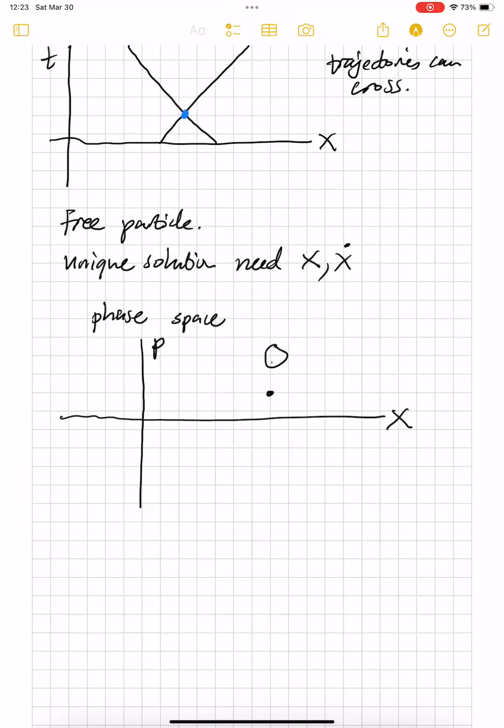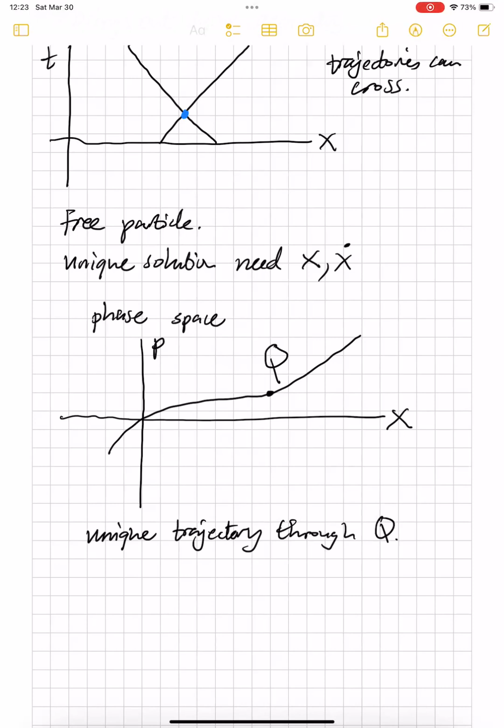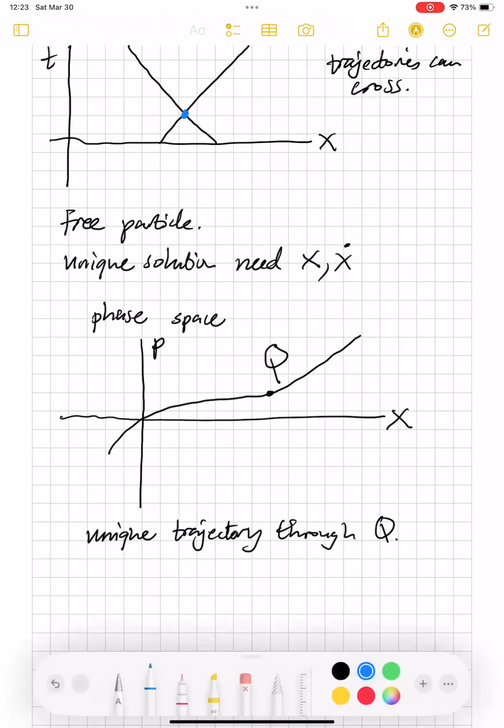Let's call this point Q. And I can now draw a unique trajectory through Q. There is no other trajectory that passes through Q. And what that means is, if you look for other solutions, they might hug the solution that you've got, so they might come very close to it. But inside phase space, trajectories never cross. So in phase space, trajectories never cross. Okay? And that's extremely non-trivial, that constraint.